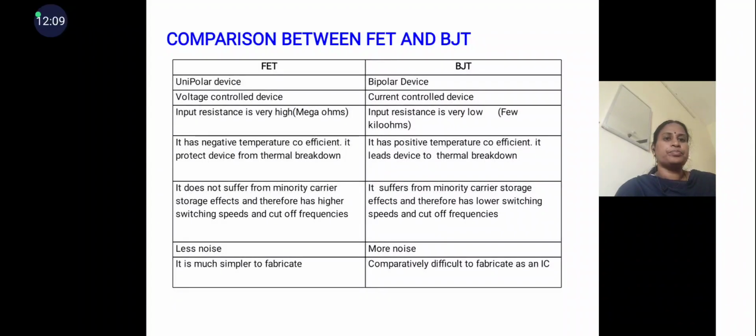And FET has a negative temperature coefficient and BJT has a positive temperature coefficient. FET does not suffer from minority charge storage, but in BJT the minority charge storage problems will be there, and it cannot be used for high switching speeds and cutoff frequencies. FET has less noise and BJT has more noise. FET is much simpler to fabricate and BJT is a little bit difficult to fabricate as an IC. So these are all the points of comparison between FET and BJT. Okay, thank you.